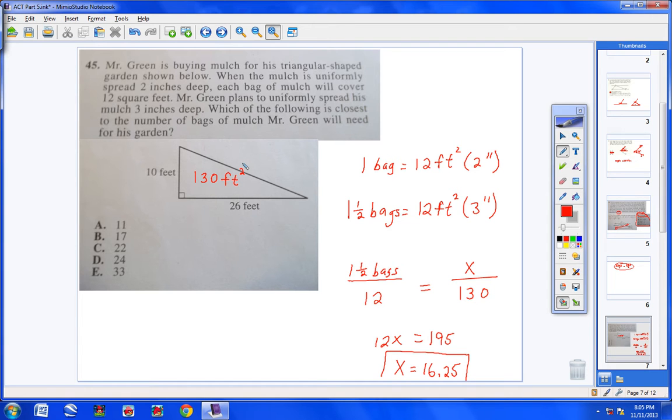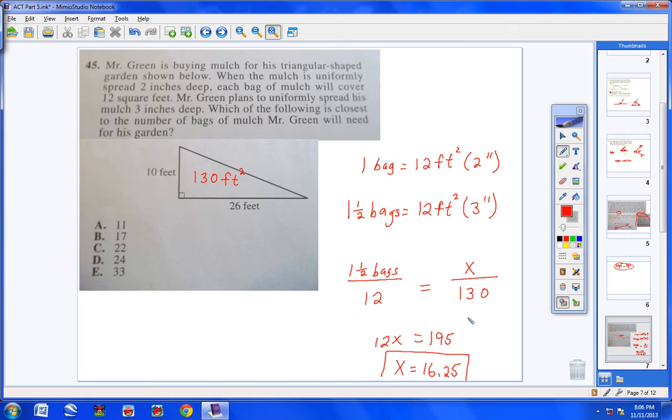They've tested your ability to problem solve, where if one bag is going to give you 12 square feet, 2 inches deep, but he wants 3 inches deep. How are we going to correct that? Well, we corrected that by making it 1.5 bags. Will give us 12 square feet, 3 inches deep.